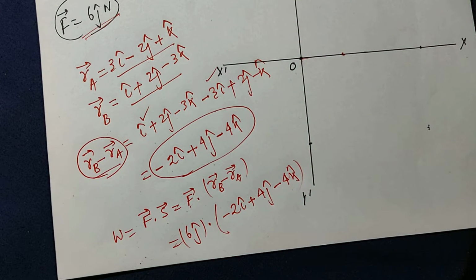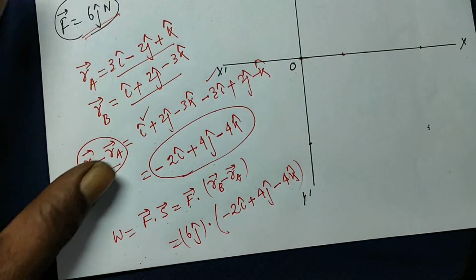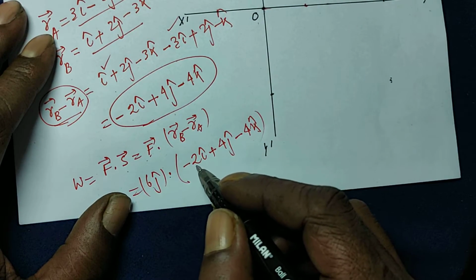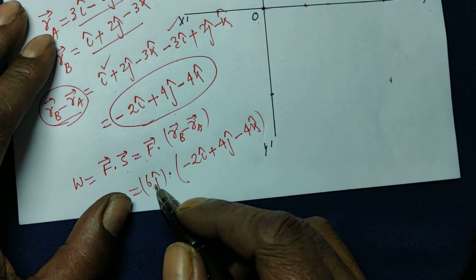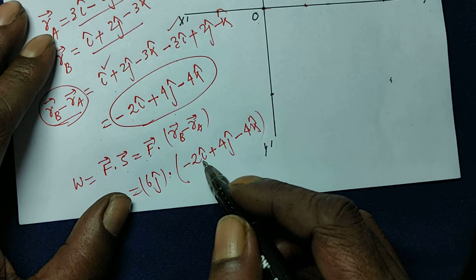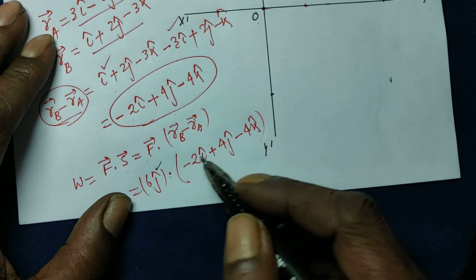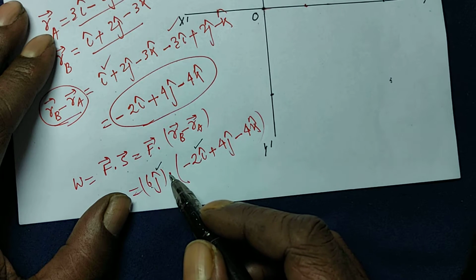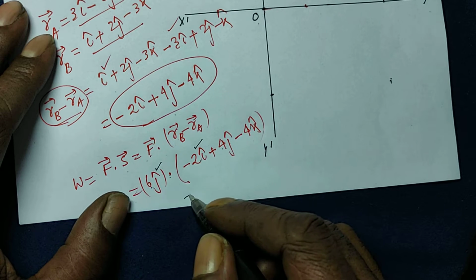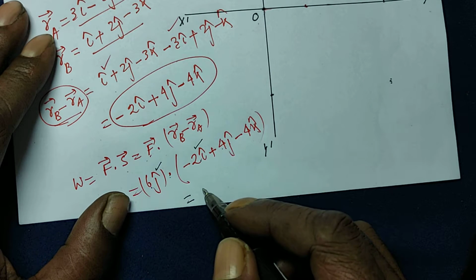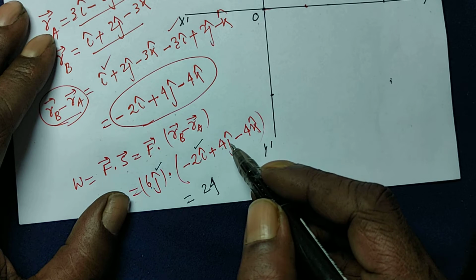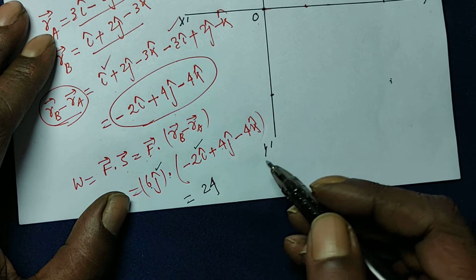Now it is simple. 6j dot minus 2i, since j and i are perpendicular, the dot product of 6j cap with this is 0. 6j dot 4j will be equal to 6 fours are 24. j dot j is equal to 1, so 24 into 1 is 24.